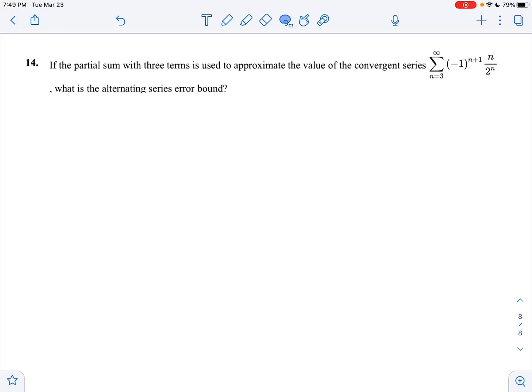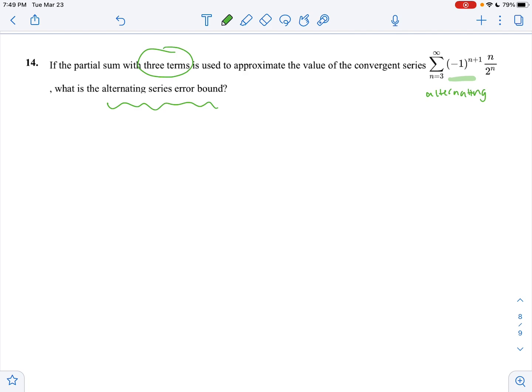Number 14 on AP Central, multiple choice question practice on series. So if the partial sum with three terms is used to approximate the value of the convergent series, which we notice is alternating. So underline here, this is alternating. And it also mentions for us to use the alternating series error bound to find what the error is in this series. So we're using the first three terms.